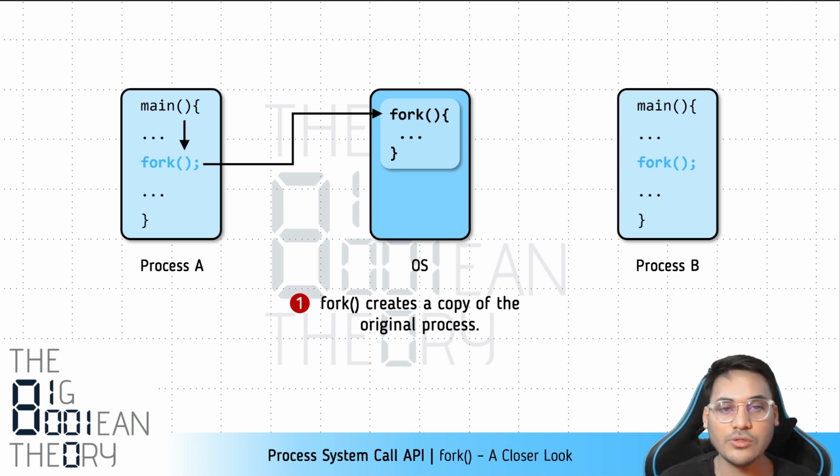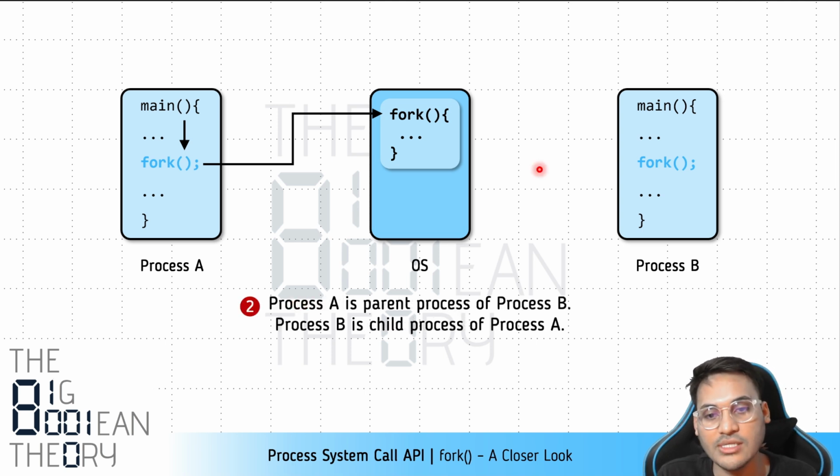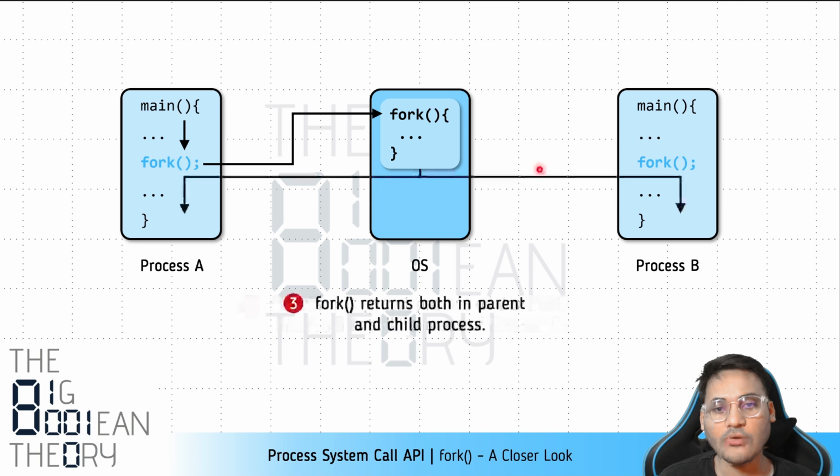And then we also talked about some other points, like there exists a parent child relationship between the original process and the new process. If you see this diagram, process A is the parent of process B, and the reverse can also be said, that process B is the child of process A, right? So there exists a parent child relationship between the calling process, or the original process, and the newly created process by the fork. Now what we are going to look at is how the fork returns.